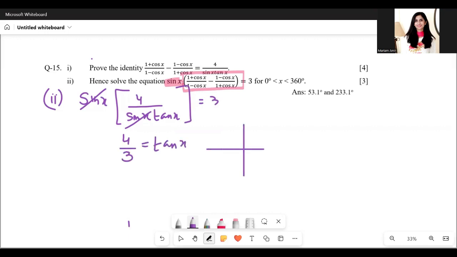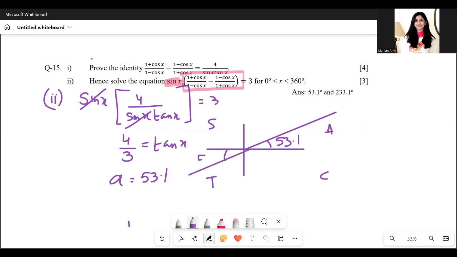We're going to find alpha. Alpha comes out to be 53.1. So we're going to plot that here, where tan is positive. Tan is also positive in the third quadrant, so we're going to plot it here as well. And in the given domain, we're getting 2 angles. The domain is from 0 to 360 degrees. So one of our answers is 53.1. And the other answer would be 180 plus 53.1, which would be 233.1.